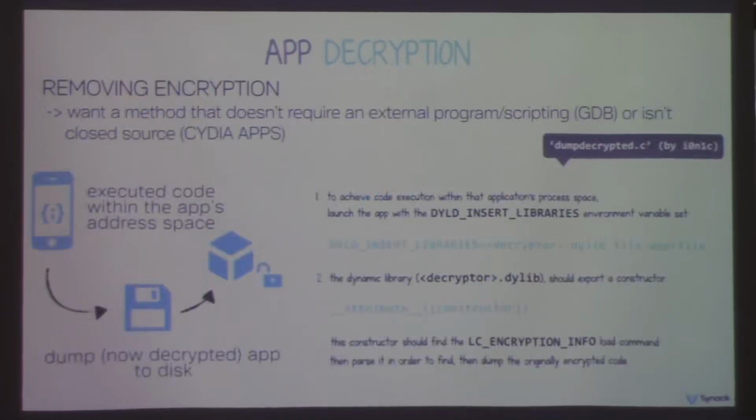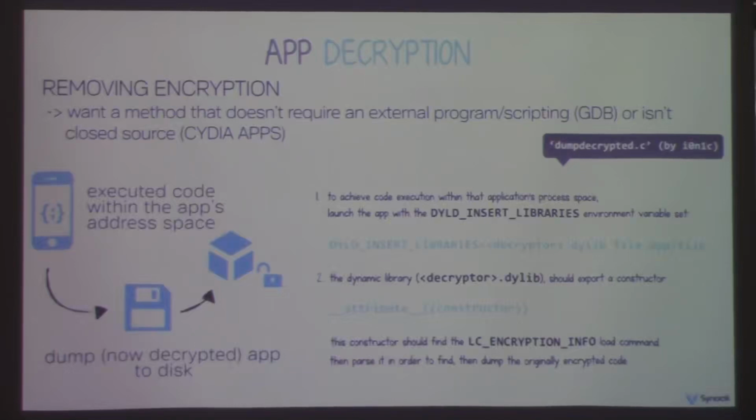All right, so you might want a more customized solution. So I want to talk about how you can strip off the encryption manually. You might not want to use GDB because it's a pain to automate, or Cydia apps are closed source and sketchy. So sometimes you might want to do it yourself. So here's a little DIY on how we can remove the encryption from Apple binaries. The first thing we need to do is get into the address space of the app that's running on the jailbroken device. Once we're in there, we can find the encrypted memory and dump it to disk.